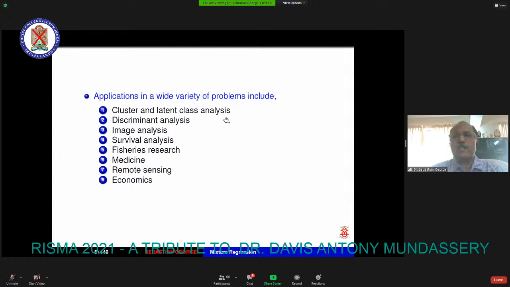And in latent class analysis, and in fact, essentially, I am talking about the mixture regression model that comes from economics. So later on, it got a lot of applications in other areas, and that's why nowadays it's an important discussion. Even in computer science, people are using machine learning and other kinds of models.